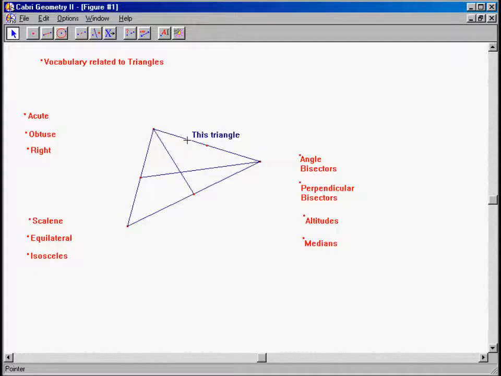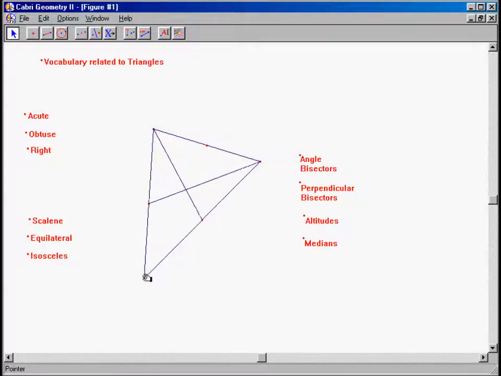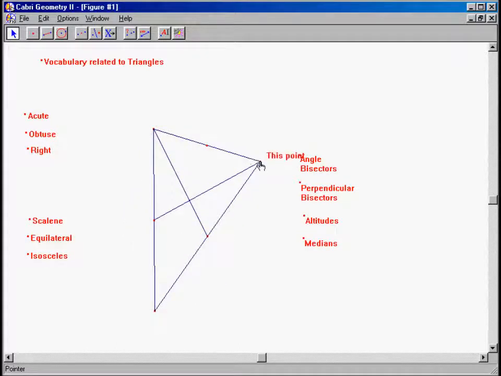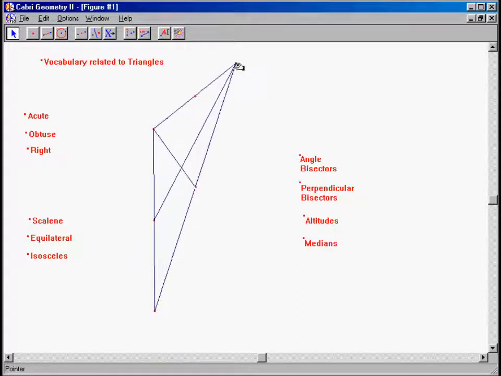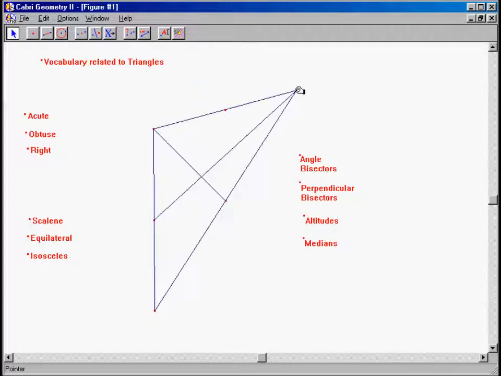Okay, we have these medians meet in a single point. Now the thing that amazed me when I was a girl is that where the medians meet is the center of gravity of the figure. I lost one of my medians.